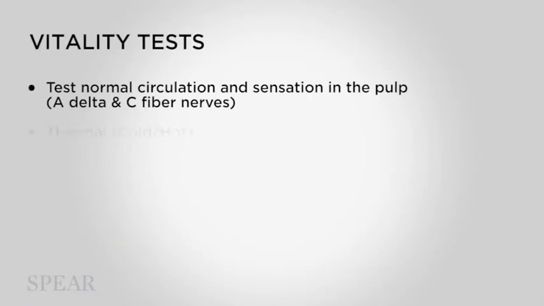And we do that through our thermal tests, which include the cold and the hot, and then the electric pulp test. These are the three ways in which we stimulate the nerve. The cold and the electric stimulate the A delta fibers, so both of those create that sharp, shooting pain. And the heat produces that dull ache, which comes from the C fibers. Okay, so that's one of the differences.